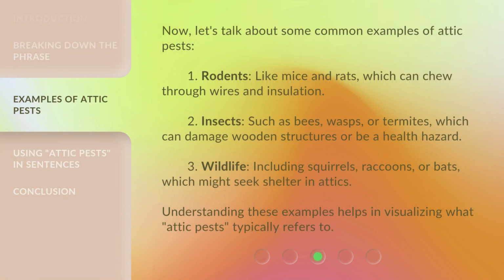Now, let's talk about some common examples of attic pests. 1. Rodents, like mice and rats, which can chew through wires and insulation. 2. Insects, such as bees, wasps, or termites, which can damage wooden structures or be a health hazard. 3. Wildlife, including squirrels, raccoons, or bats, which might seek shelter in attics.